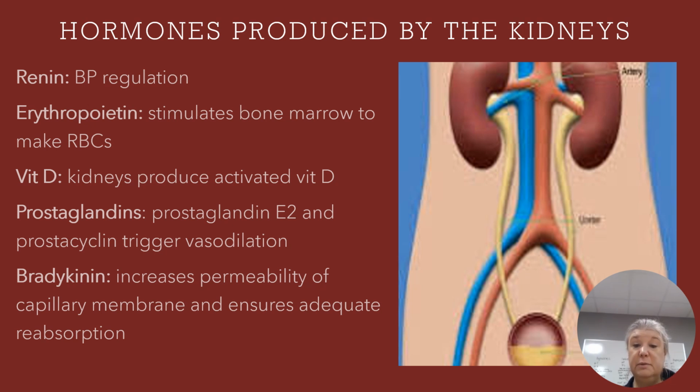Prostaglandins are hormones produced by various tissues of the body. They typically affect the tissues surrounding their site of production, okay? The kidneys specifically produce prostaglandin E2 and prostacyclin. These PGs function within the kidneys to trigger vasodilation, resulting in increased blood flow to the kidneys and increased sodium and water excretion.